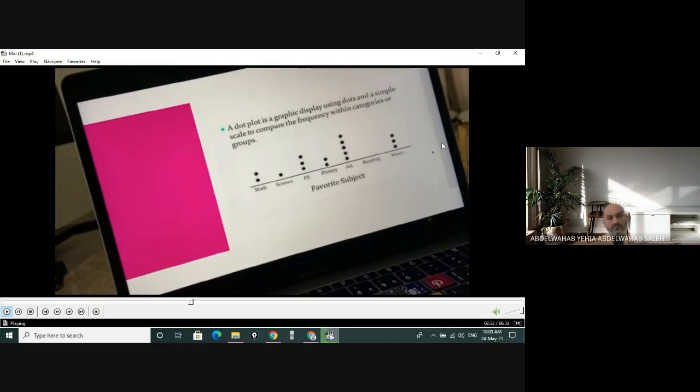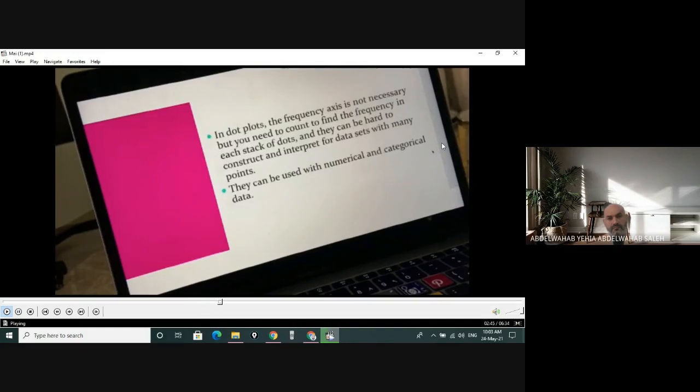We have a variety of subjects. We have math, science, physical education, history, art, reading, and music. So as you can see here, two students chose math as their favorite subject. One has chosen science as his or her favorite subject. Three have chosen PE, and so on. The frequency axis is not necessary, but you need to count to find the frequency in each stack of dots. And they can be hard to construct and interpret for data sets with many points. They can be used with numerical and categorical data.